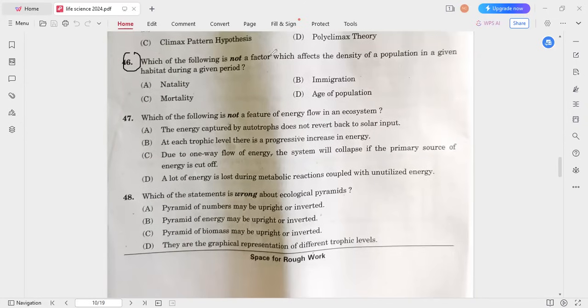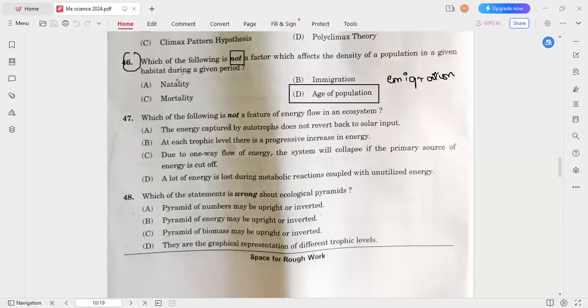Which of the following is not a factor which affects the density of population in a given habitat during a given period? Natality, mortality, immigration, age of population. So natality correct, mortality correct, immigration correct, but one more is emigration, not age of population. That's why option D is the correct answer, because here we have to find out the incorrect one. So instead of emigration, age of population is this. So that's why option D is the correct answer for question number 46.